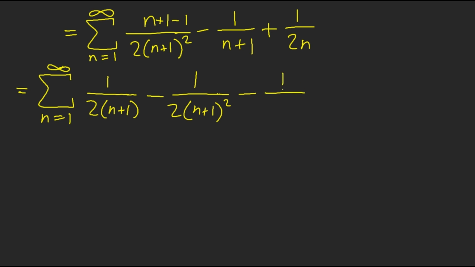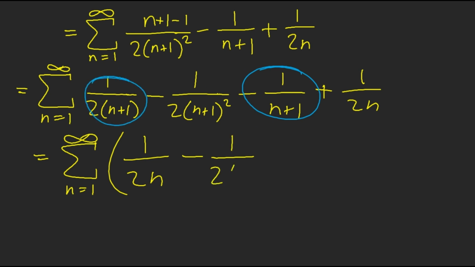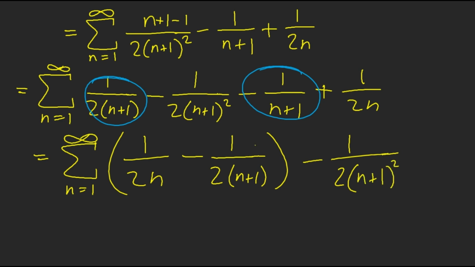And then look at this. N plus 1, n plus 1. So what we have is 1 over 2n minus, if we combine this and this together, it turns out to be 1 over 2 times n plus 1, because a half minus 1 is negative 1/2. And then we have the negative, and then 2 times n plus 1 squared. Okay?